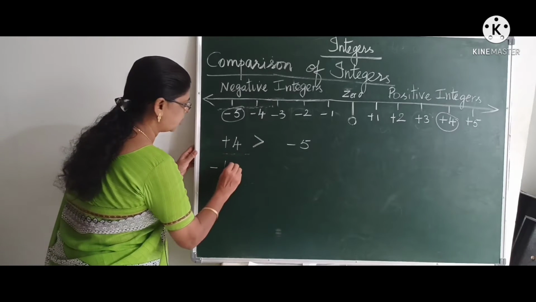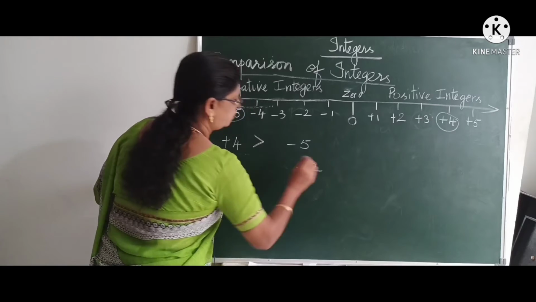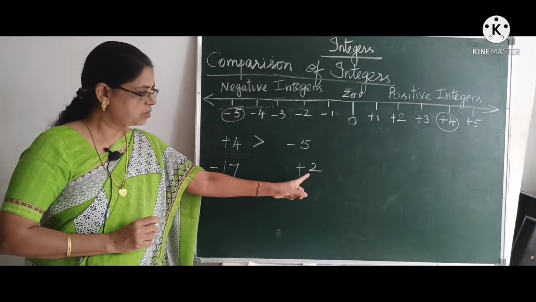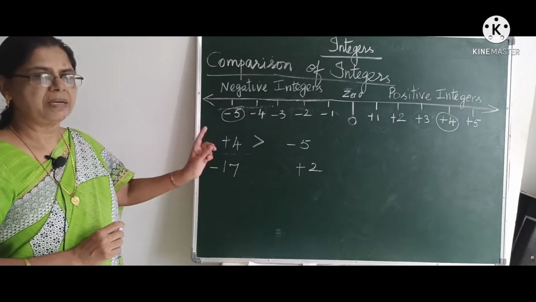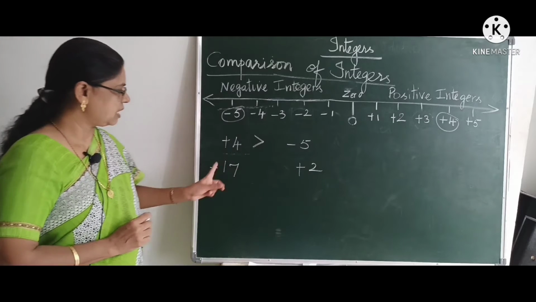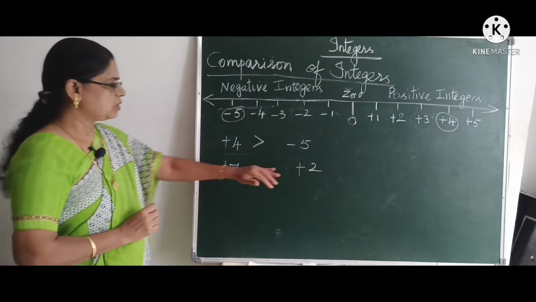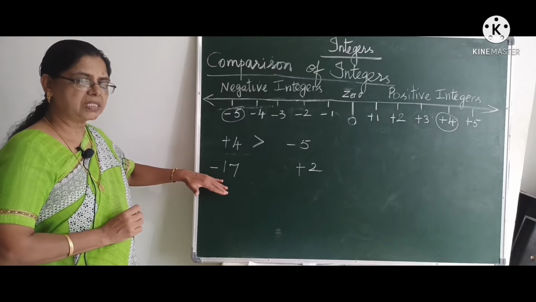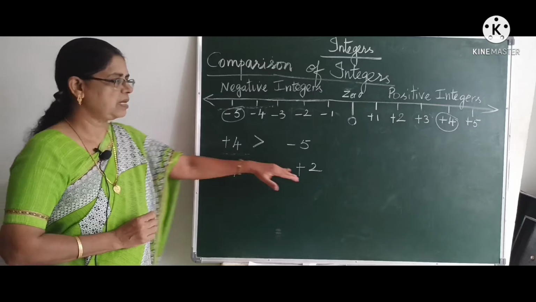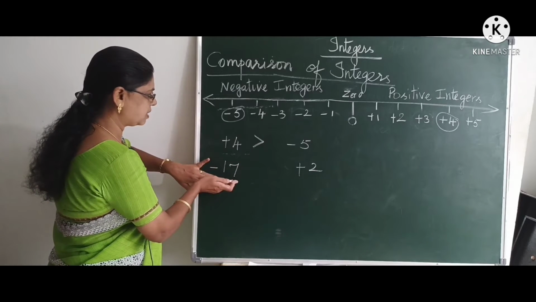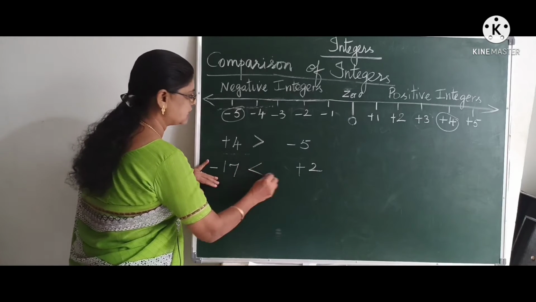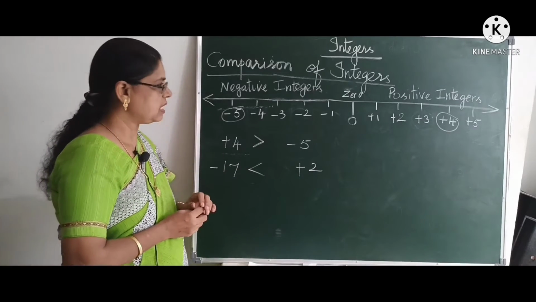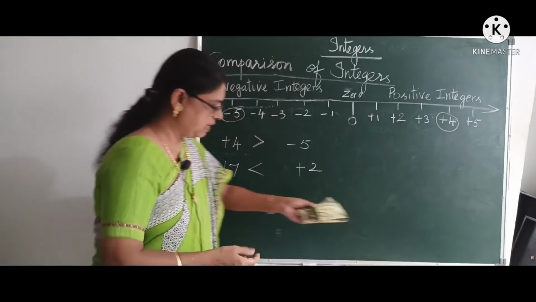Now let us take minus 17 and plus 2. Which is greater? Minus 17 is greater or plus 2 is greater? Plus 2 is greater than minus 17 because every positive integer is greater than the negative integer. So when we say plus 2 is greater than minus 17, what about minus 17? Minus 17 is less than plus 2. So always you begin with the first one. So the first rule is every positive integer is greater than the negative integer.